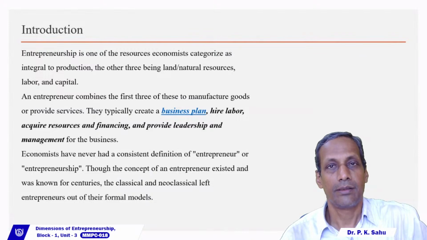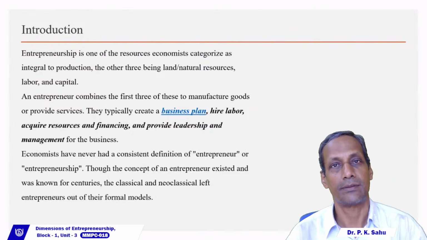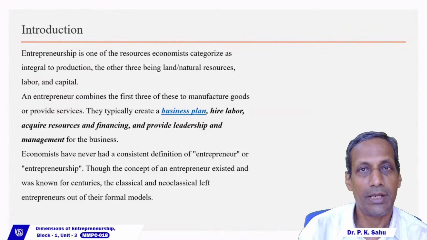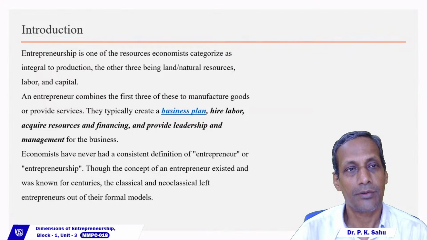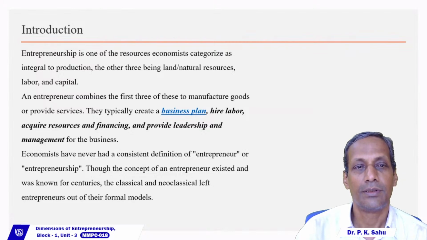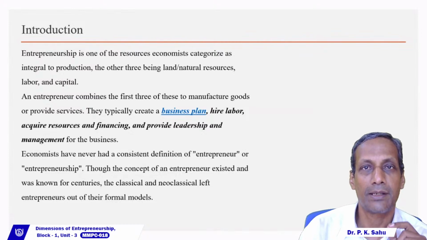As we have discussed already, entrepreneurship is one of the resources that economists categorize as integral to production, the other three being land or natural resources, labor, and capital. An entrepreneur combines the first three: land, labor, and capital. First, he combines these three to manufacture goods or provide services. The entrepreneurs create a business plan, hire labor, acquire resources and financing, and provide the necessary leadership and management to the business.